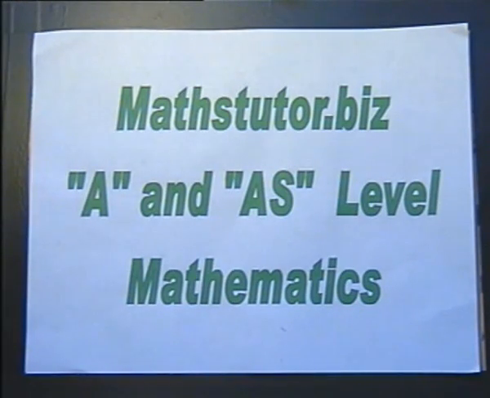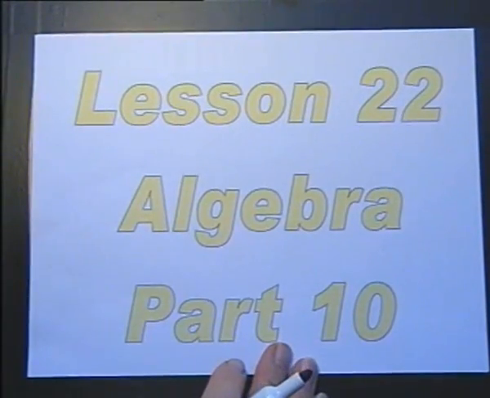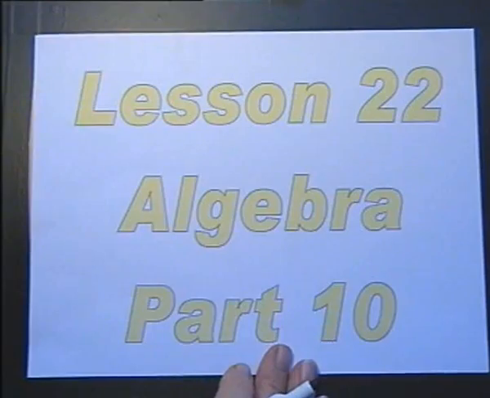A and AS level mathematics. Lesson 22, we're going to return to algebra, and this is going to be algebra part 10.